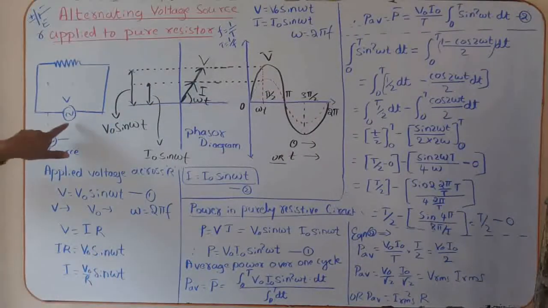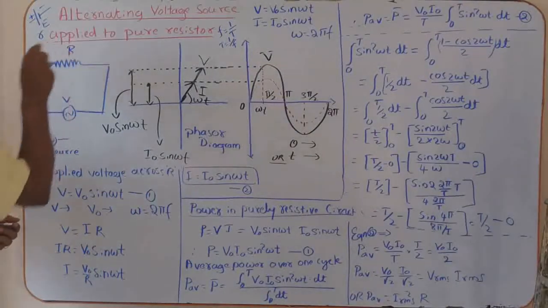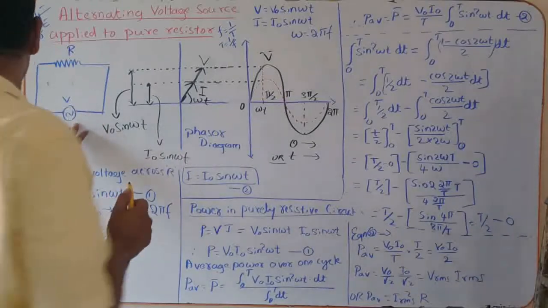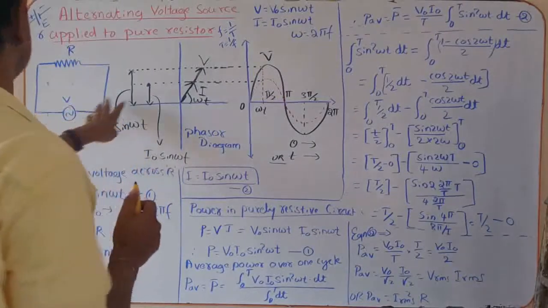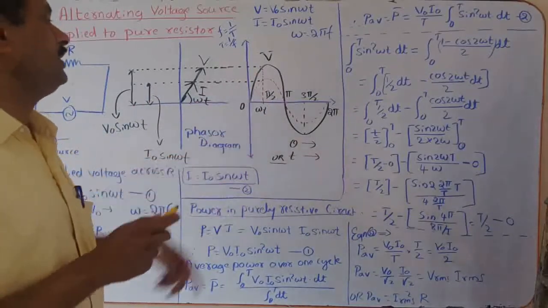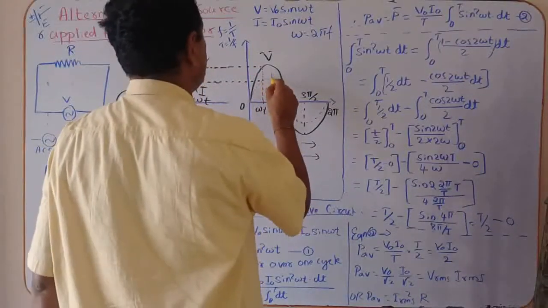Now the AC source is applied to the pure resistor. This is the R here, the pure resistor. Now what happens? For an AC circuit, you always draw the phasor diagram and the variation of the voltage and the current.